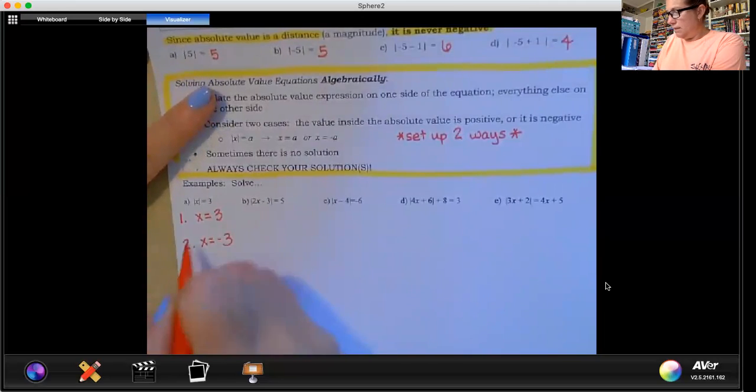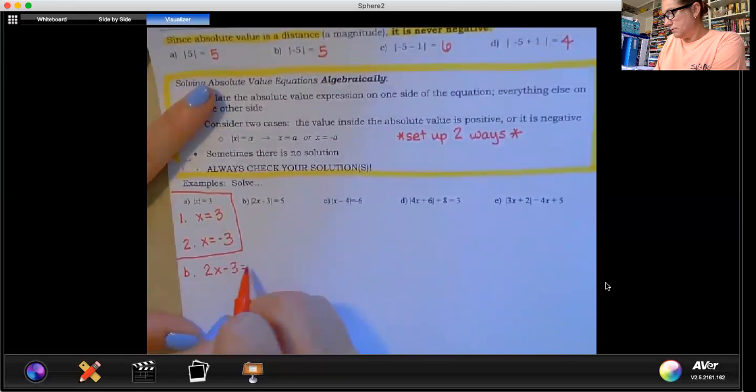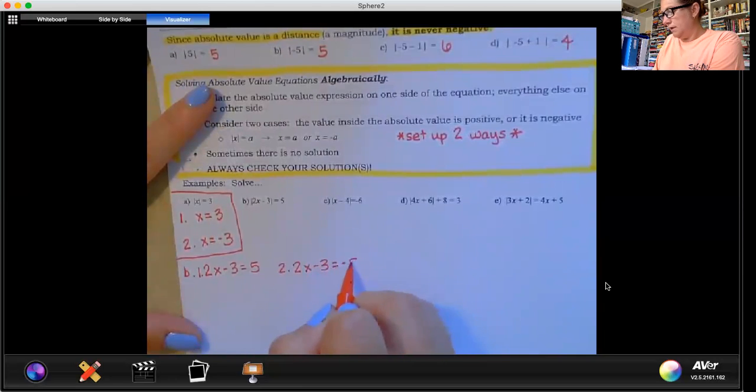For part B, I'm going to put this kind of in a little box here. For part B, remove the bars, make the quantity on the other side negative, and then solve both equations. So 2x equals 8, x is 4. 2x is -2, x is -1.